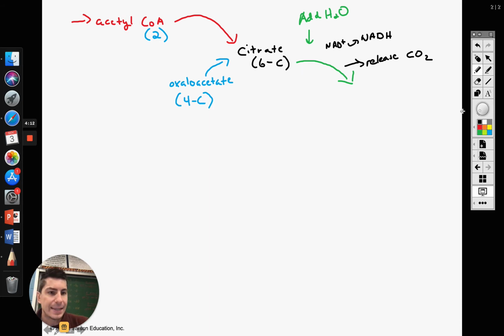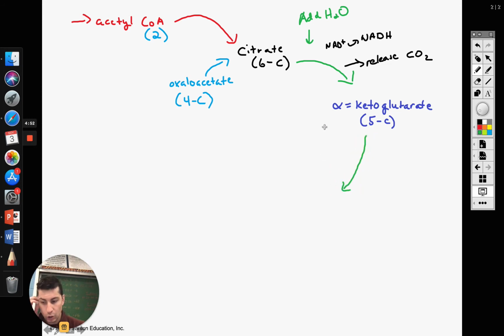So in that, we are going to have something different now because we got rid of a carbon. This is called alpha ketoglutarate. Do you have to know the fancy names? No, you do not. Do you have to know that we go from a 6-carbon molecule to a 5-carbon molecule? Yes, you do. All right. So we now have a 5-carbon molecule.